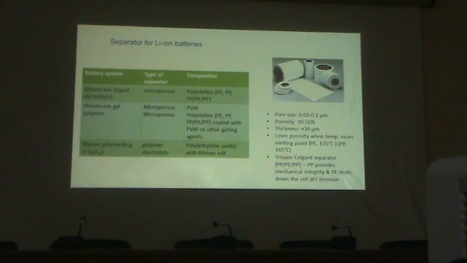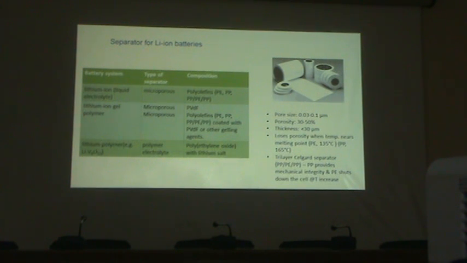So this is the commercial one. A liquid electrolyte cell will have a microporous separator with polyolefins. They normally use polyolefins: polyethylene, polypropylene, or a tri-layer separator. Celgard makes that, with PP, and there's a reason why they do that. I'll tell you. And the lithium-ion gel polymer can even use PVDF, or polyolefins coated with PVDF or other gelling agents. And lithium polymer, the solid state one, uses polyethylene oxide with the lithium salt.